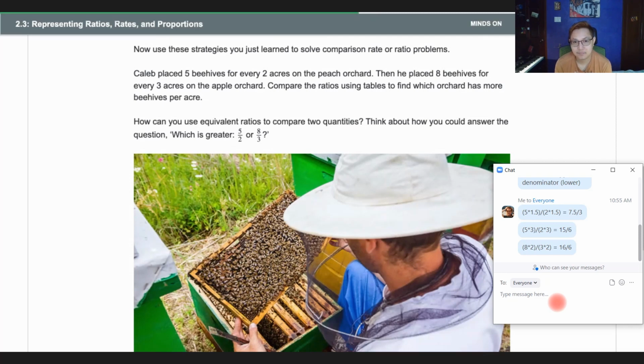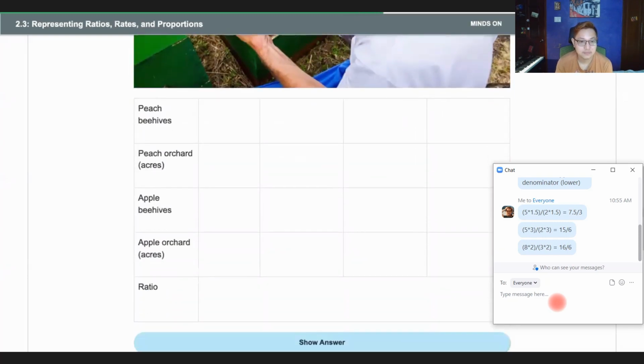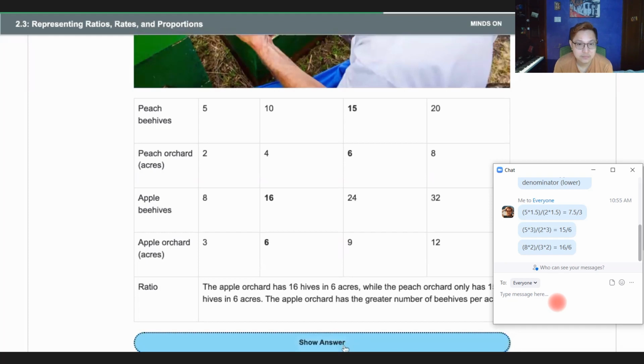So the apple orchard has more beehives than the peach one, right? The apple orchard has more beehives per acre. Very good. And I see the answer. Okay, let's see what they do. So they multiply 2 by that.